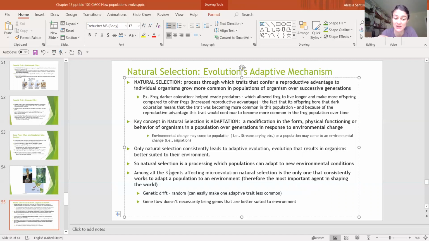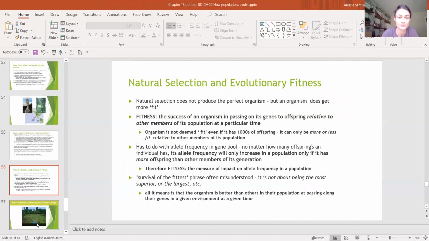With genetic drift, it's random. With gene flow, again, it's random. You're not necessarily bringing good traits or good genes over. Okay, so natural selection does not produce the perfect organism. Even though we are adapting to our environment, it doesn't necessarily produce the perfect organism. What it ends up doing is producing the organism that is more fit.